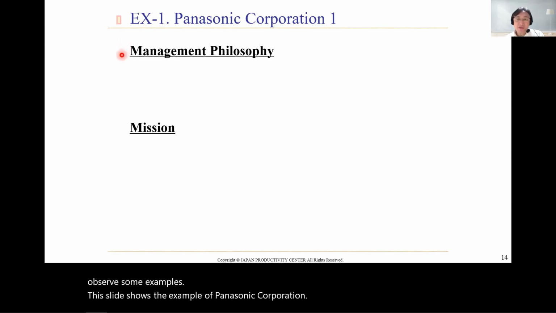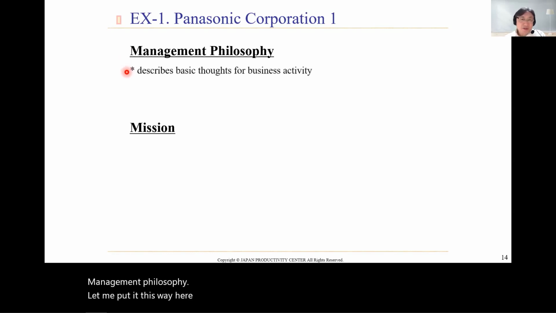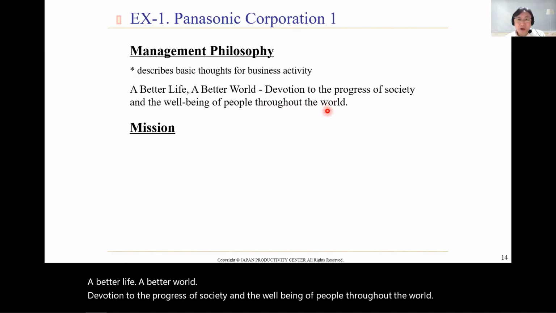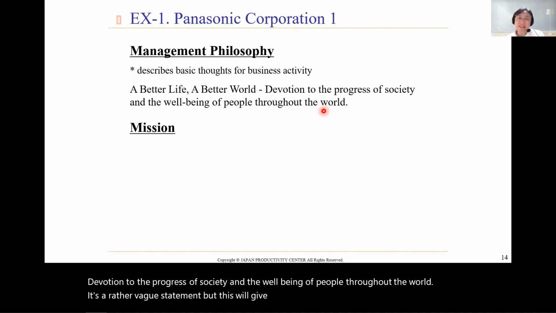Management philosophy, let me put it this way here, describes basic thoughts for business activity. Take a look at the Panasonic case. Let me read. A better life, a better world, devotion to the progress of a society and the well-being of people throughout the world. Well, it's a rather vague statement, but this will give its employees a sense of direction, especially when they get lost.